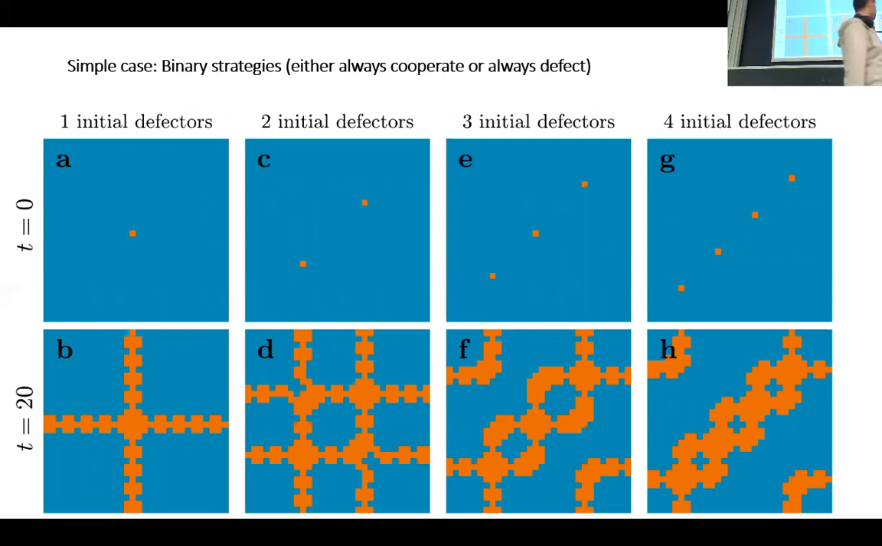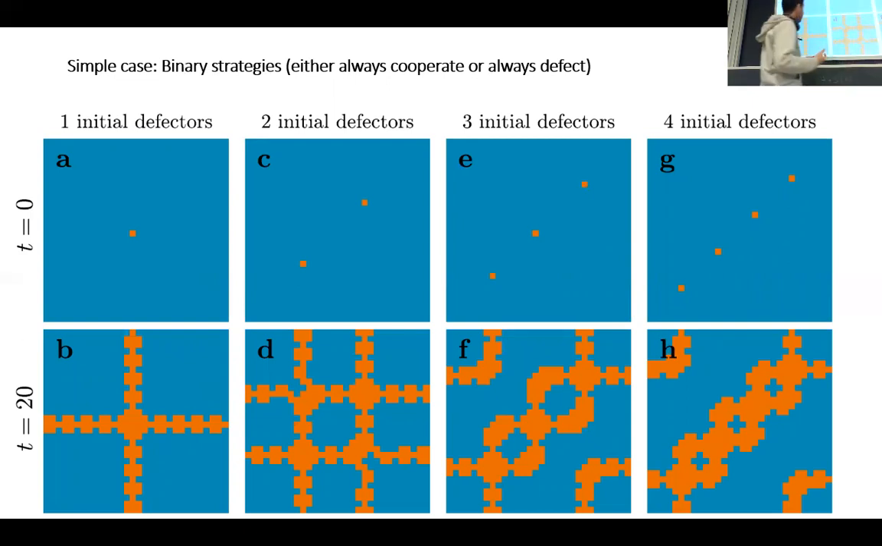Of course, these are the simplest cases when we have only two different strategies, 0 or 7. So we either intend to always cooperate or always defect. And we don't have any mutation here. It's very important. For this case, we just want to explore what happens to the pattern.